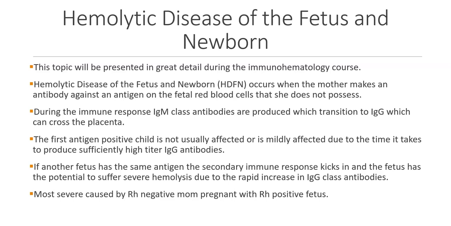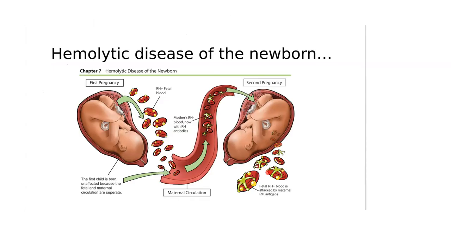The most severe type of HDFN is caused by Rh negative mothers who become pregnant with an Rh positive fetus. So this illustrates the first pregnancy versus the second pregnancy, and again, the fact that the first pregnancy is the immunizing event where the mother is exposed to these Rh positive cells. Then the second pregnancy, unfortunately, she knows how to make the antibody, high titers of IgG, which will then coat and destroy the Rh positive cells.